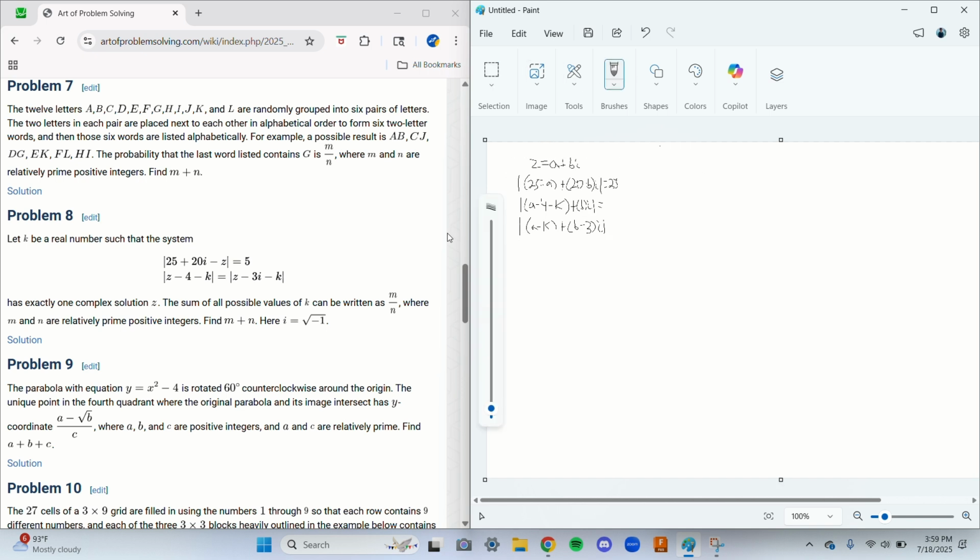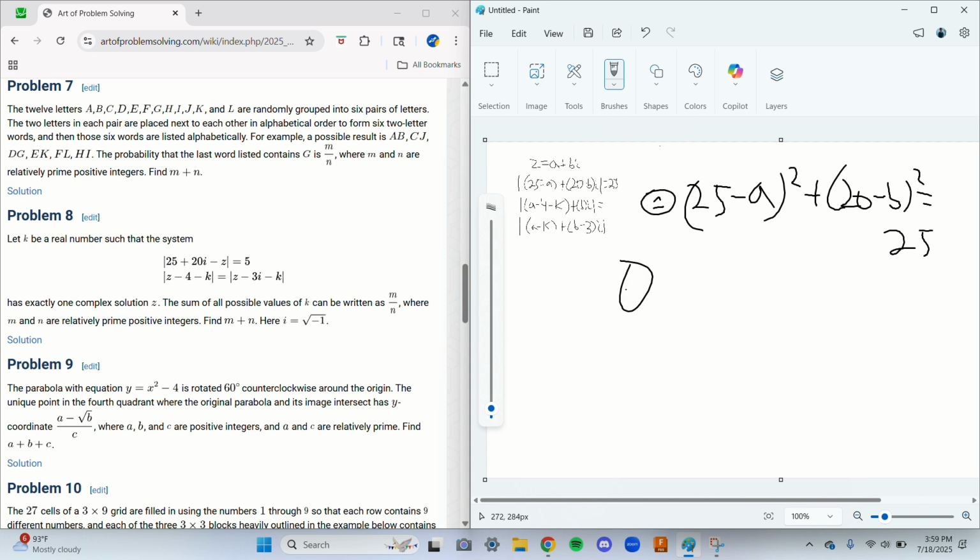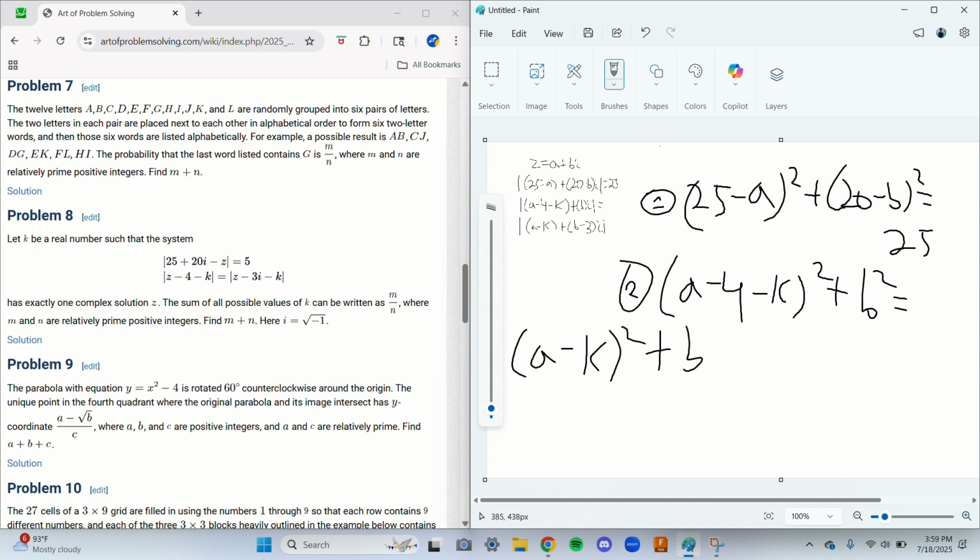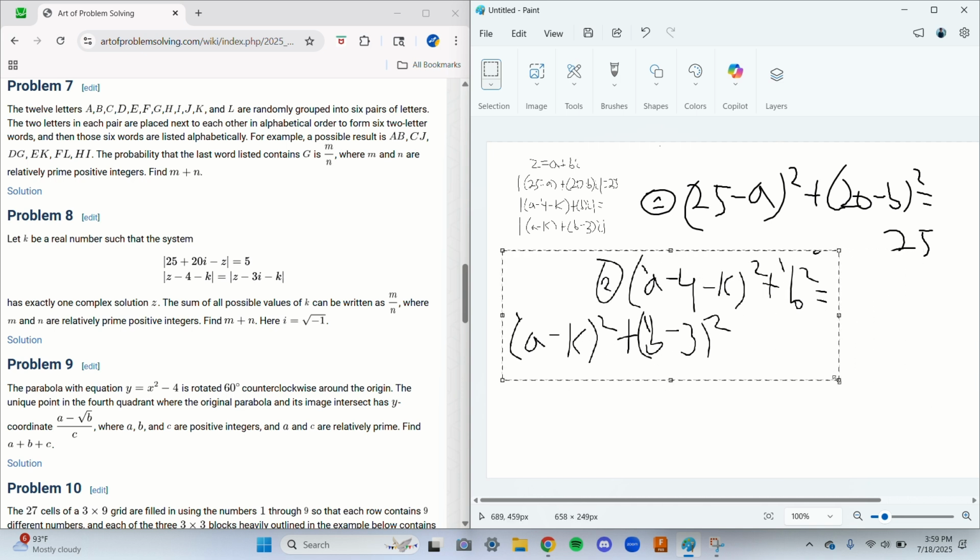The first equation is 25 minus a squared plus 20 minus b squared equals 25. This is equation number 1. Equation number 2 is a minus 4 minus k squared plus b squared equals a minus k squared plus b minus 3 squared. Now look at the second equation. We can expand this out and cancel a lot of things because we have a squareds and b squareds here, and a squareds and b squareds here. So let's first simplify equation number 2.